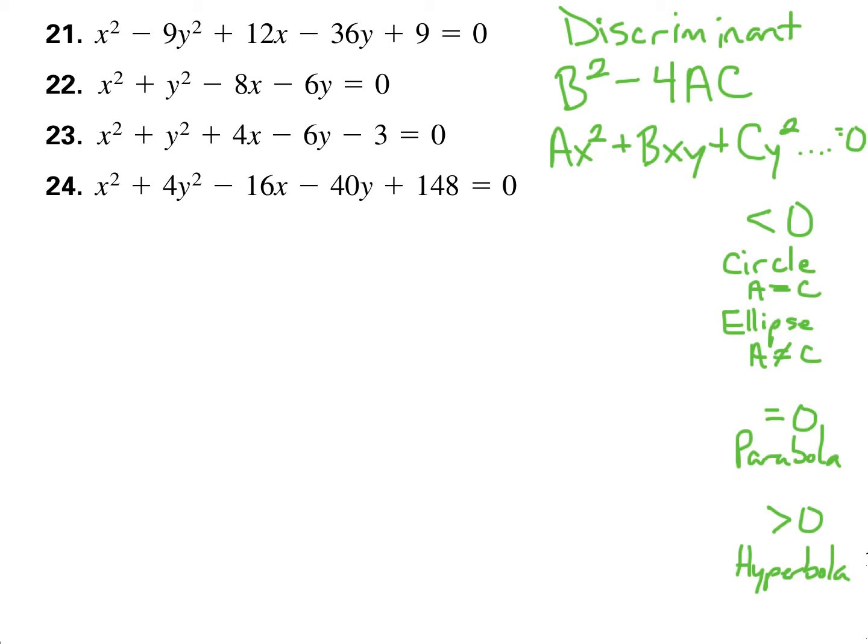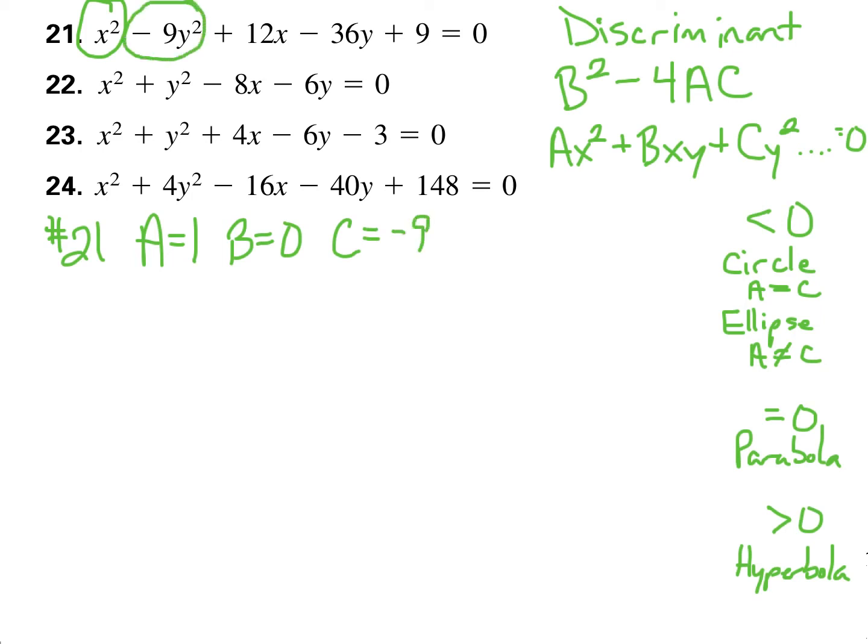So taking a look first at number 21, our x squared term has a coefficient of 1, so a equals 1. Our xy term does not exist, so we have b equals 0, and c must be equal to the coefficient on the y squared term, which in this case is negative 9. Okay, so plug that into the discriminant. 0 squared minus 4 times 1 times negative 9.